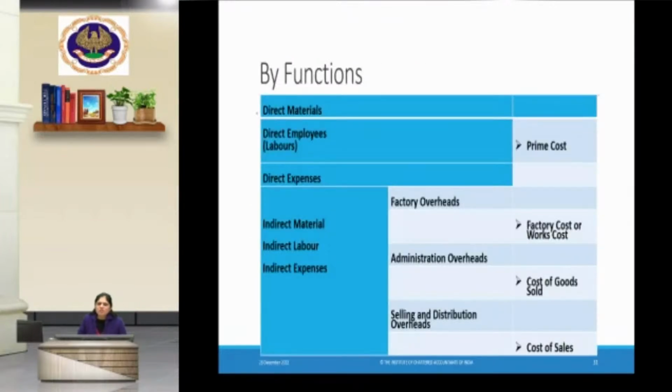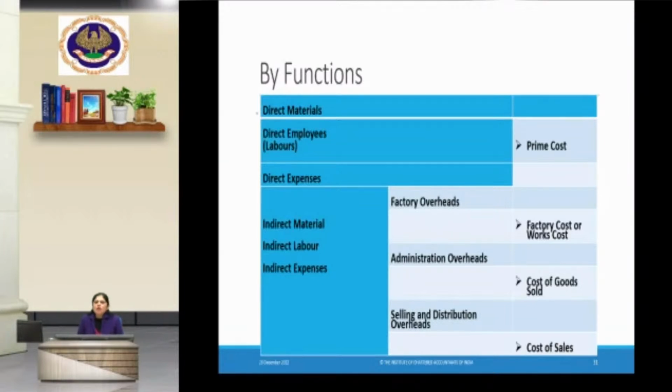Functions. So by functions again, see the elements are the same. Direct material, direct labor, direct expenses are called direct cost. And direct cost, the other meaning is called prime cost, as you can see. So prime cost is nothing but direct cost. Direct cost is nothing but direct material, direct labor, direct expenses.